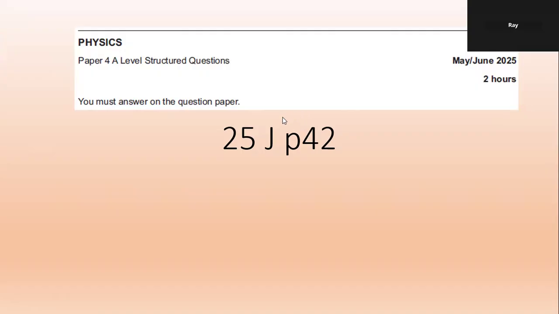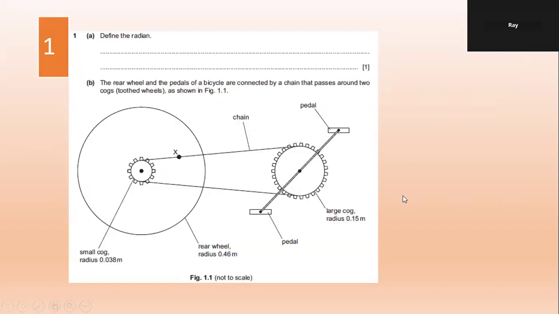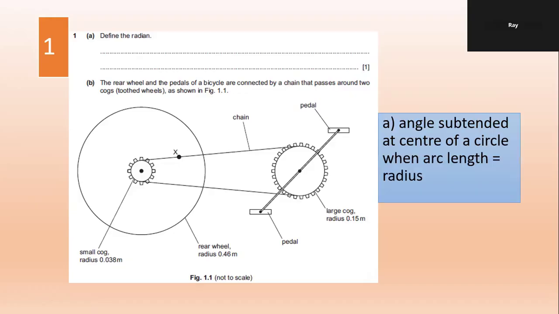Okay, let's discuss this paper. May, June 2025, 42. Define the radian. I think this is the paper that you all will be doing. Can you remember what the radian is? The angle subtended at the center of the circle when the linear displacement is equal to the radius. The angle at the center of the circle where the arc length equals the radius.